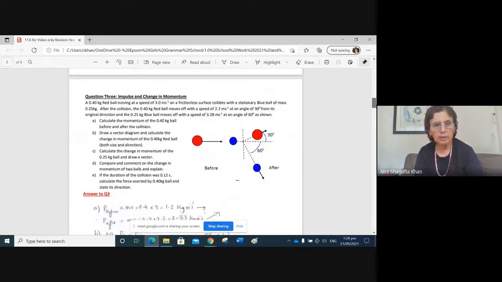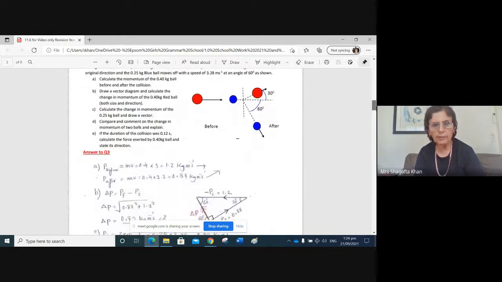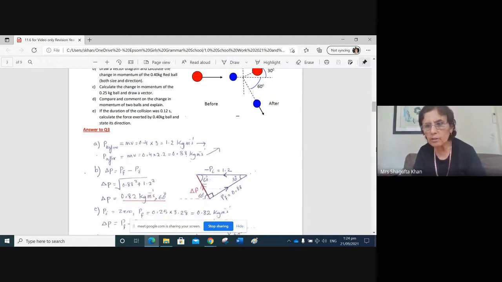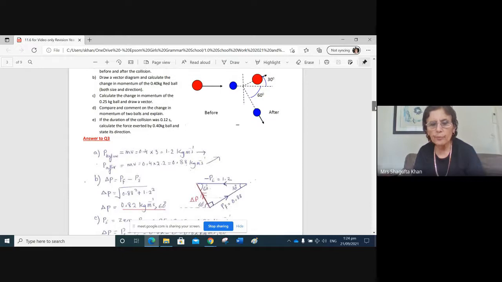Now, the third point of view from which we look at the collision is the law of change in momentum. And what is the law of change in momentum? So the change in momentum of two objects is equal and opposite in a collision. So this ball was stationary, this ball was moving. So the blue ball moves in that direction and the red ball moves in that direction.